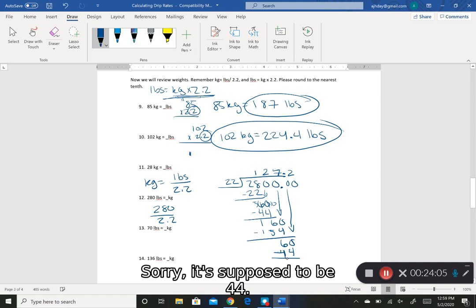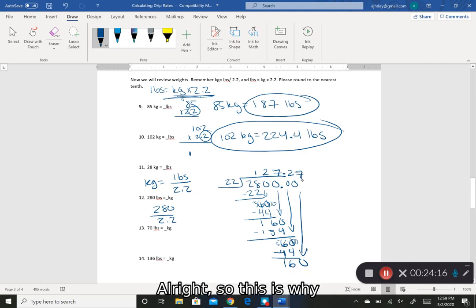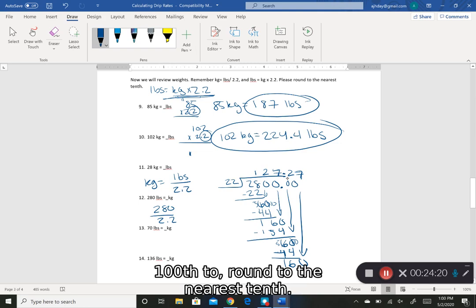Sorry, that's supposed to be 44. So you get a remainder of 16. Looks pretty familiar. Goes into 160 7 times. All right, so this is why it's really important that we find to the nearest 100th to round to the nearest 10th. Because if I had stopped at 127.2, my answer technically would have been wrong.